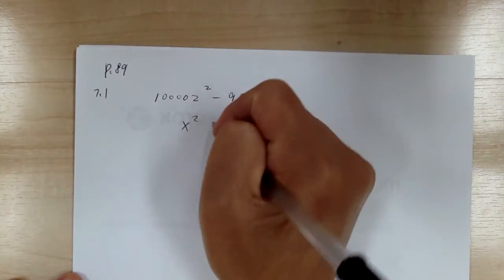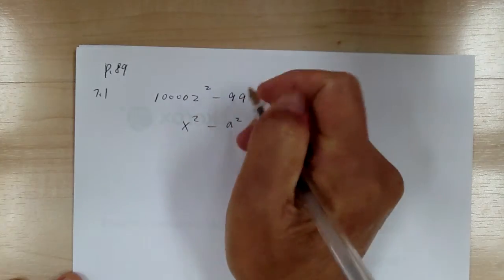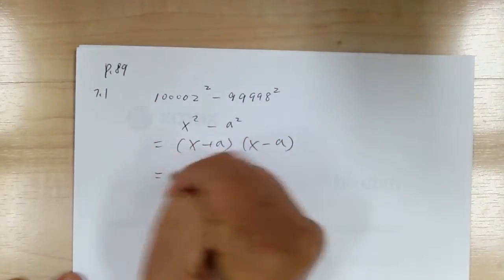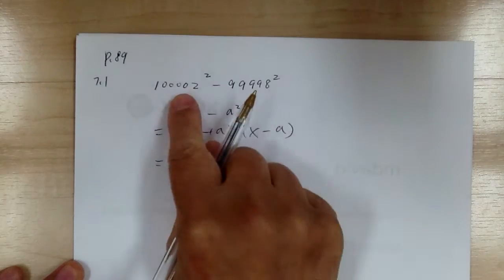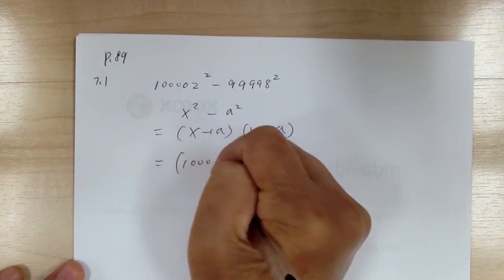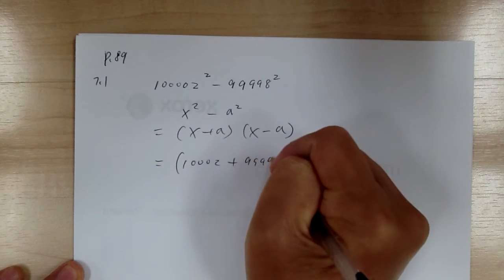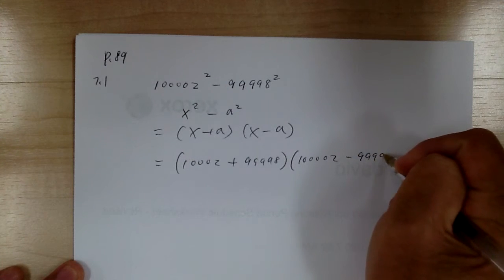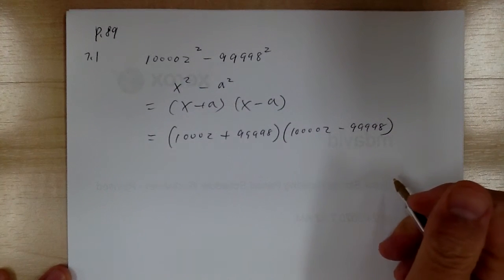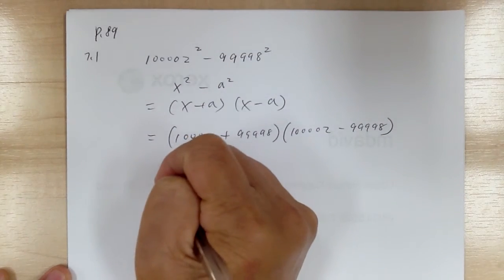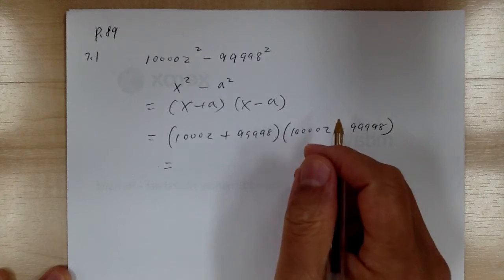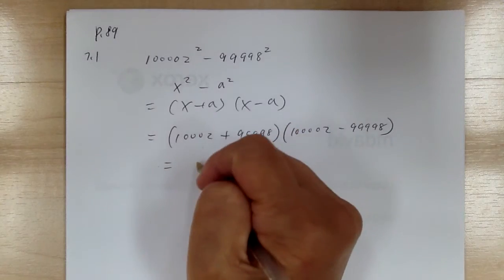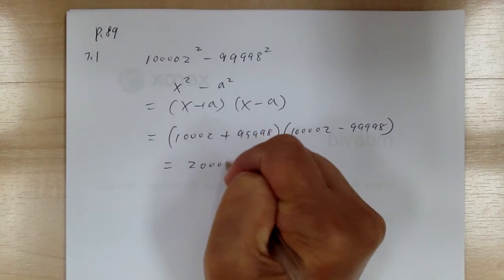So remember the difference of squares, x squared minus a squared. This is equal to x plus a times x minus a. So if you apply that, then this becomes 100002 plus 99998 times 100002 minus 99998. And so when you add, this will give you 2, 1, 2, 3, 4.